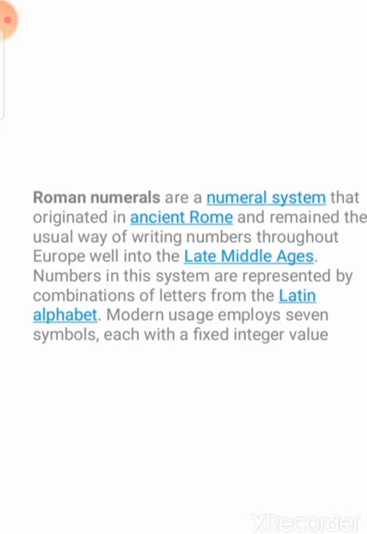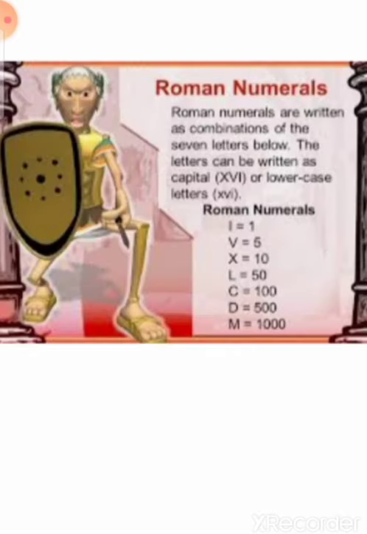Numbers in this system are represented by combinations of letters from the Latin alphabet. Modern usage employs 7 symbols, each with a fixed integer value. It means in this time we use the 7 symbols that have a specific value.